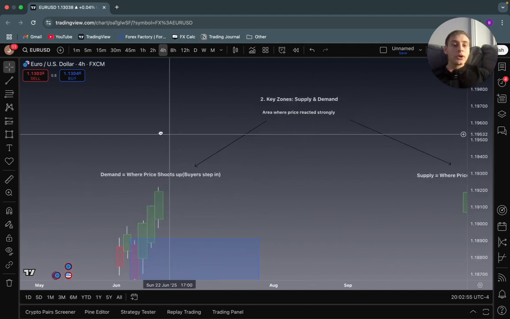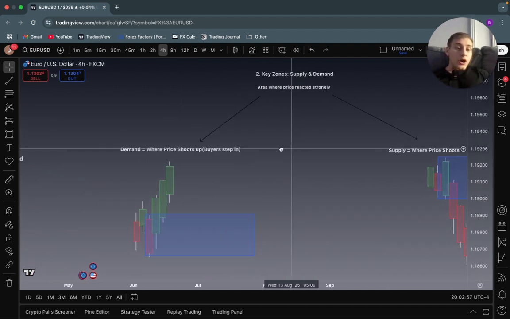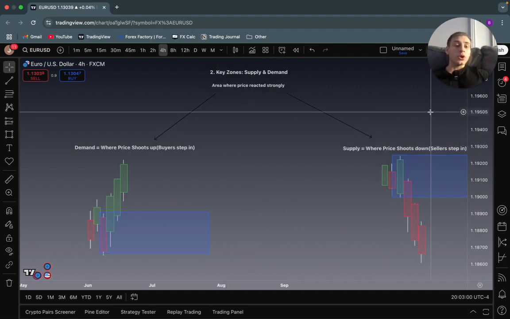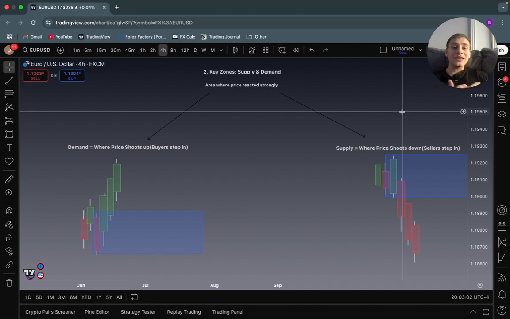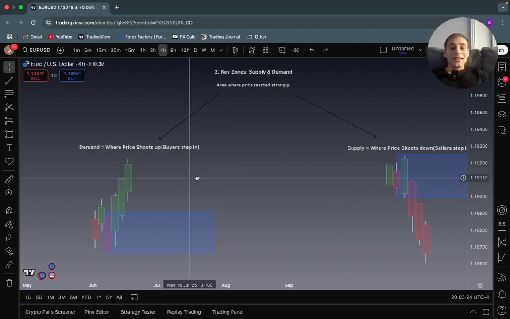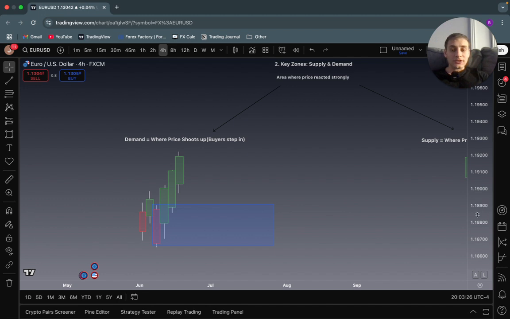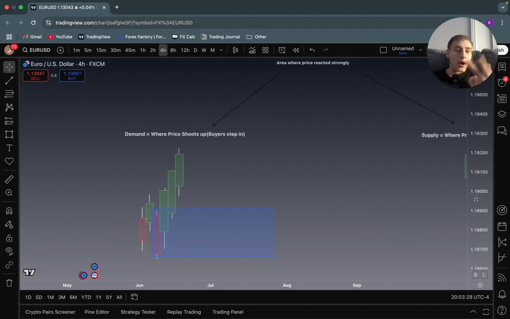So now that we understand structure, the next thing we need to go over is the key zones within structure. And that is the concept of supply and demand. Okay, now what is supply and demand? Guys, supply and demand are just areas in price where things have reacted strongly. A lot of the time you'll see supply and demand, they're the same exact thing. It's just the opposites of each other, right?